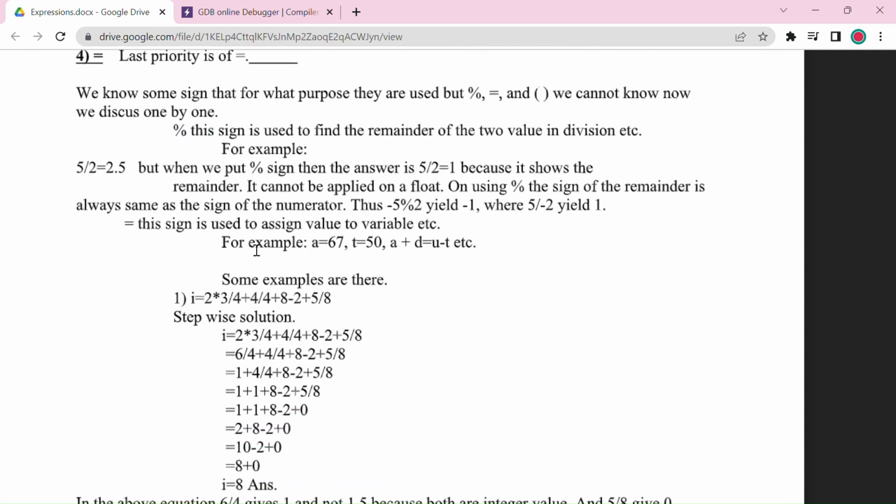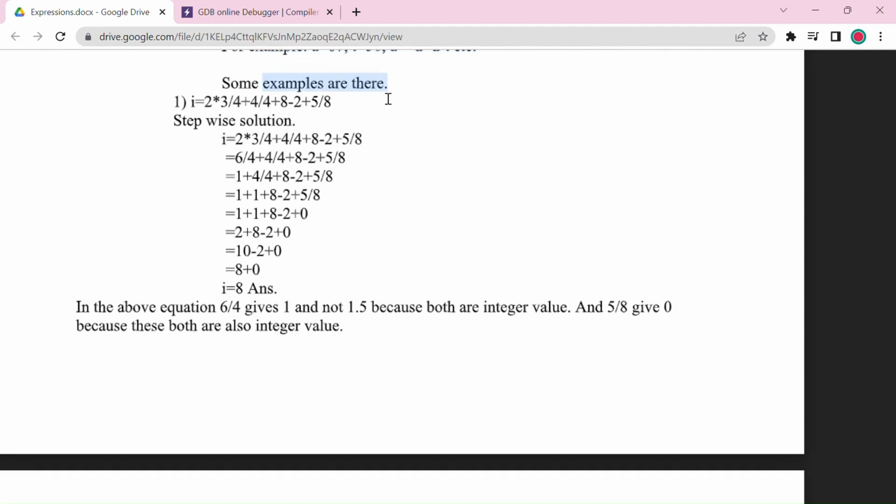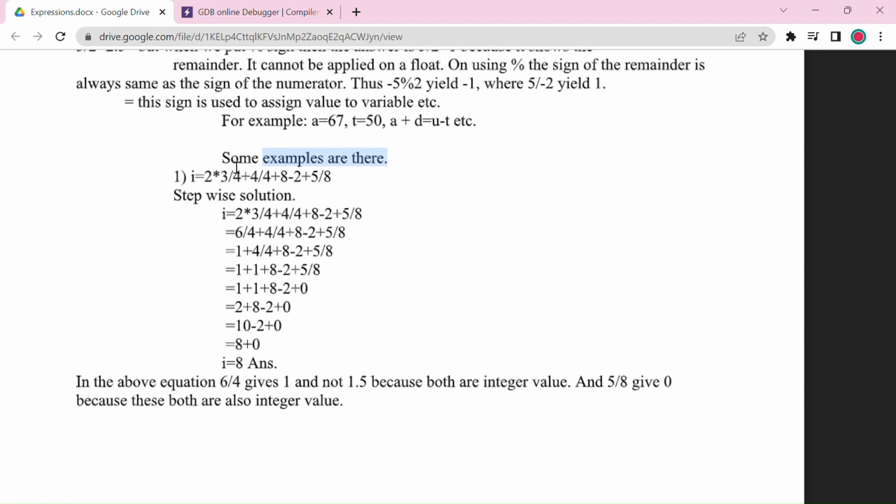Now, for example, we have this, and we are assigning values to it. These are some examples that you can consider for what operation in a C program has to be solved first. This is something you can consider for yourself.